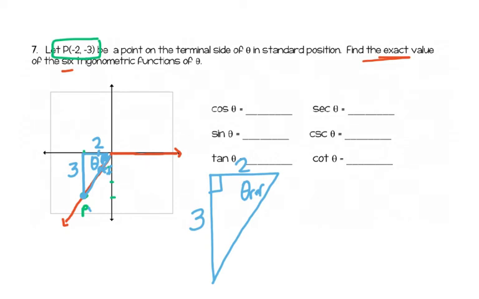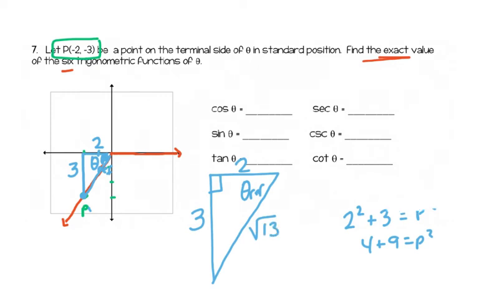So one thing I can do, first of all, is I can use the Pythagorean theorem to find the hypotenuse. So 2 squared plus 3 squared equals, we'll just call it p squared. So I'm going to have 4 plus 9 equals p squared. So this is square root 13.